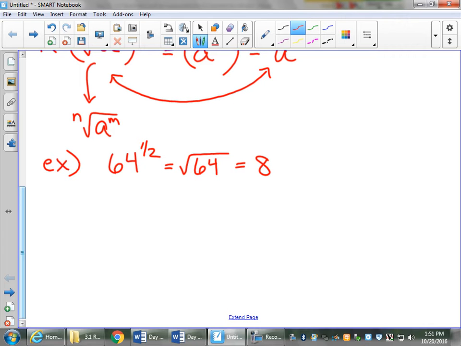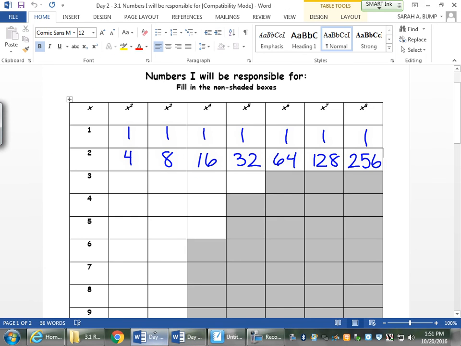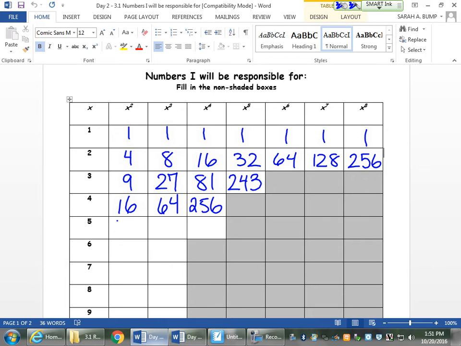But first, I'm going to show you how we're going to use that chart that you guys filled out. So I'm going to pull that up here. Mine's not completely filled out yet, so let me just fill in a couple more numbers. I'm not going to do it all out right now. 9, 27, 81, 243. Do a couple more.